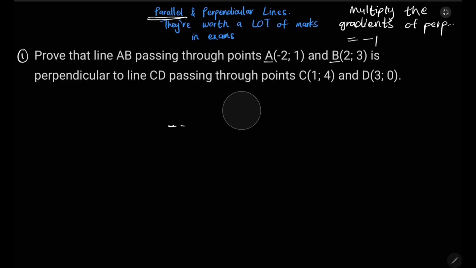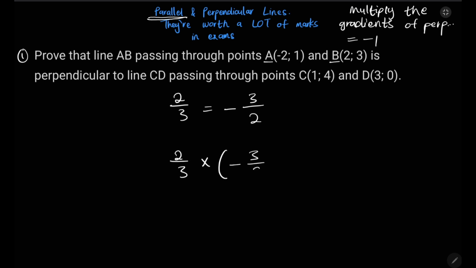So if we have, let's say, 2 over 3, the negative reciprocal of this will be negative 3 over 2. This 3 goes to the top and the 2 goes to your denominator. So if you multiply 2 over 3 times, in a bracket, negative 3 over 2, you will get a negative 1. So I'll write this for you guys in the description. Remember that one gradient is the negative reciprocal of the other.